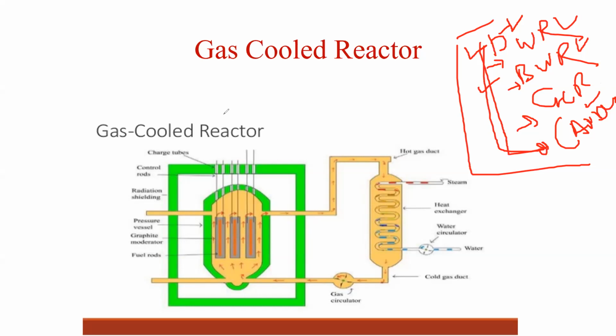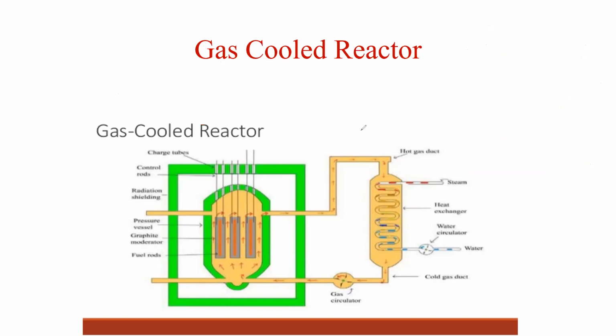Now, the gas cooled reactor. In the gas cooled reactor, as you see, your coolant is gas. That's why this is called a gas cooled reactor. Just observe the diagram. In this diagram, first is your charge tube, then the control rods, then this is your shielding.